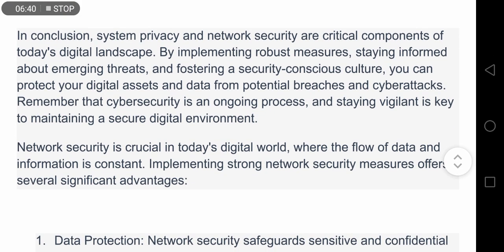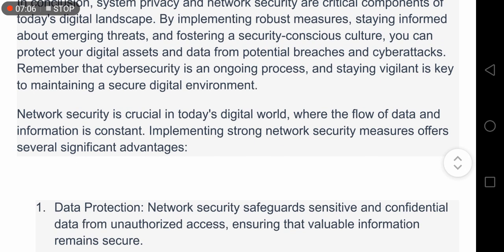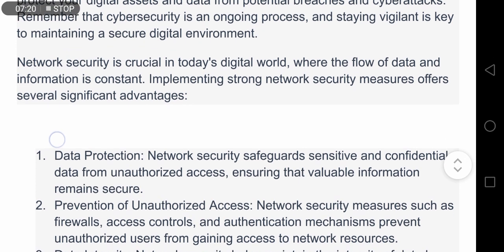In conclusion, system privacy and network security are critical components of today's digital landscape. By implementing robust measures, staying informed about emerging threats, and fostering a security conscious culture, you can protect your digital assets and data from potential breaches and cyber attacks. Remember that cybersecurity is an ongoing process and staying vigilant is key to maintaining a secure digital environment.